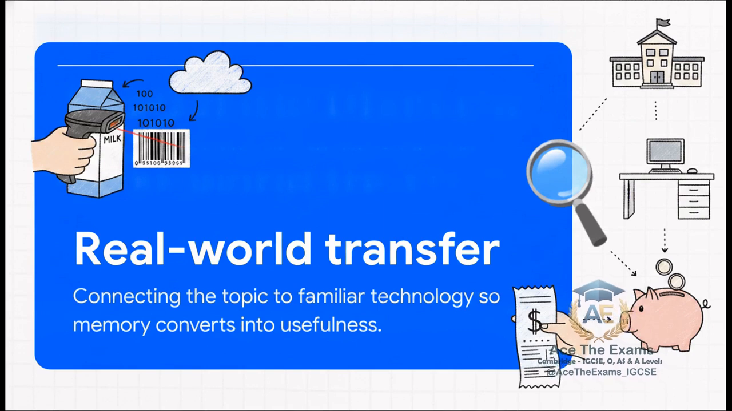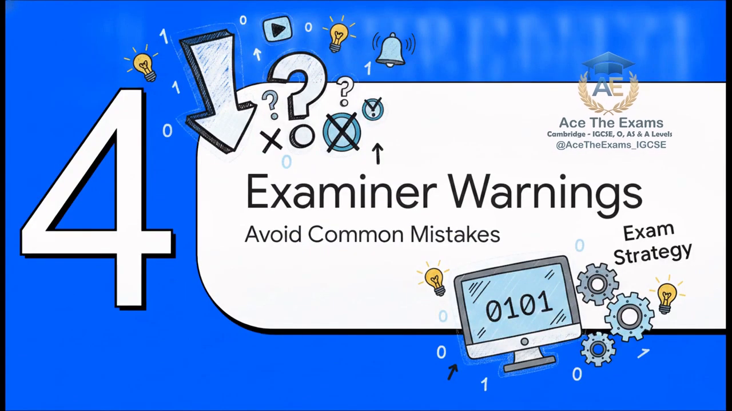Generic responses that just float in abstraction rarely gain full marks. The examiner wants to see that you can take the abstract theory of zeros and ones and apply it to a cashier scanning a carton of milk in the real world. Section 4. Principal Examiner Warnings.